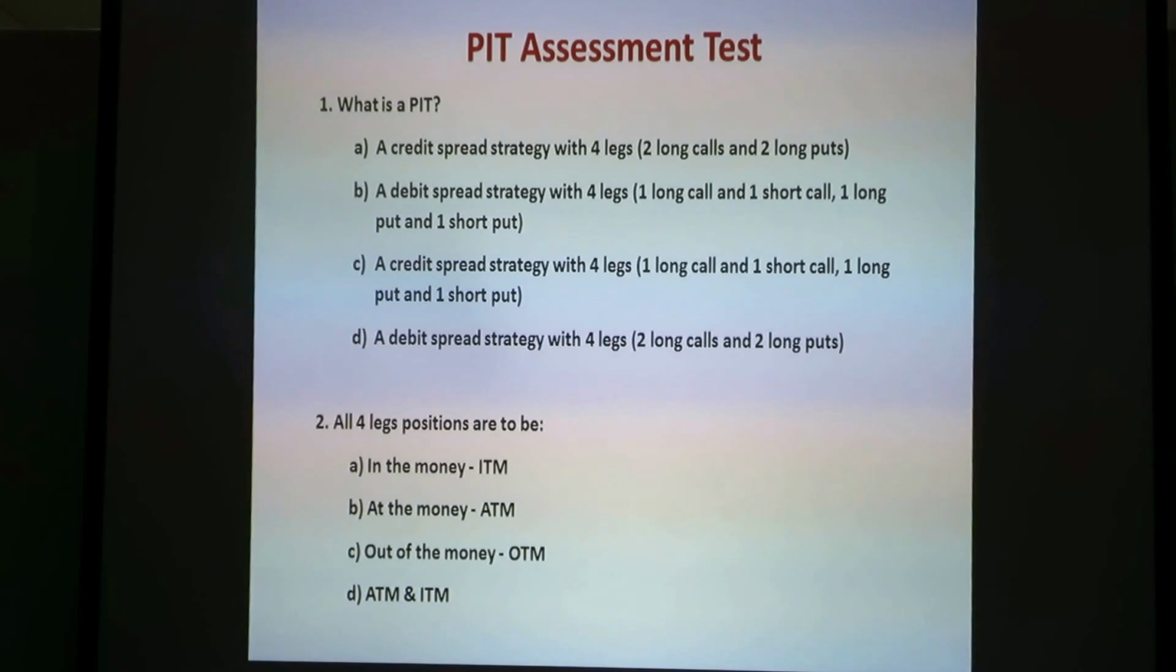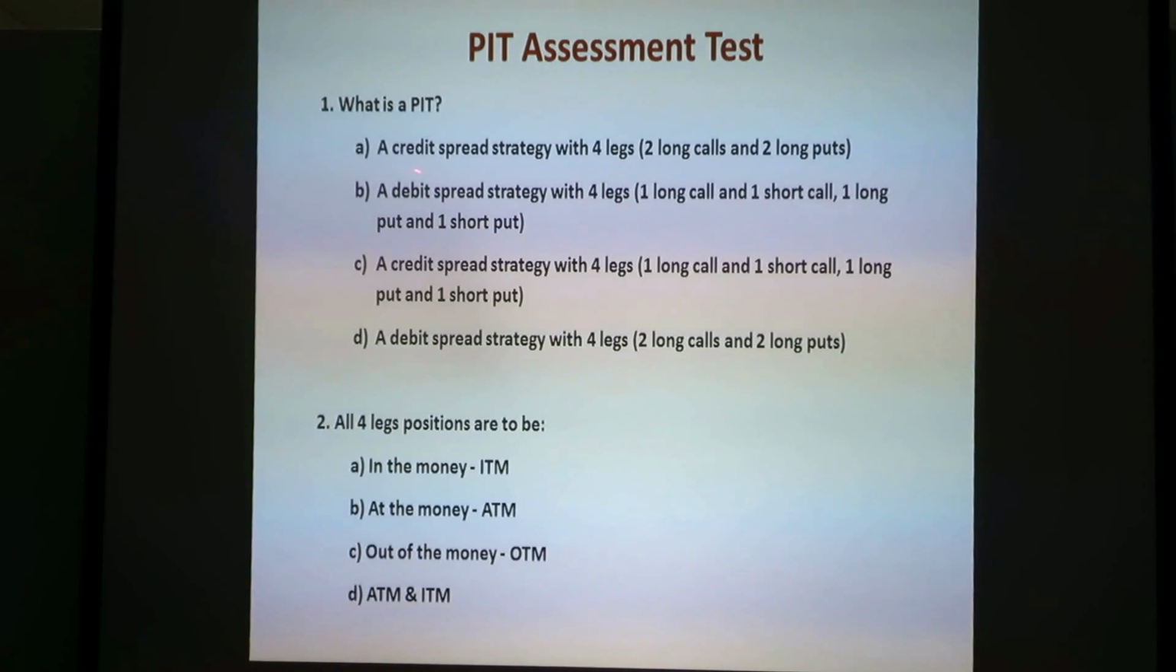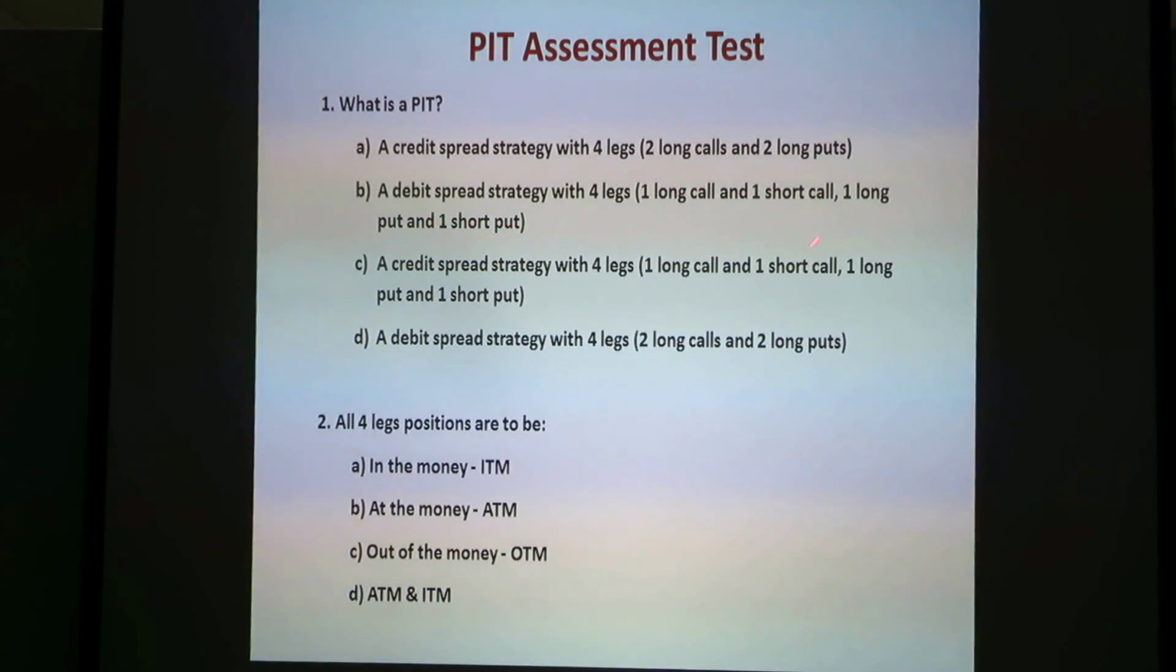Come, let's start. Which one do you say is number one? A credit spread with 4 legs, yes or no? No. Debit spread with 4 legs. One long, one short, one long, one short. Is a credit spread short one, long one, short one, long one? Is it different? Why not?